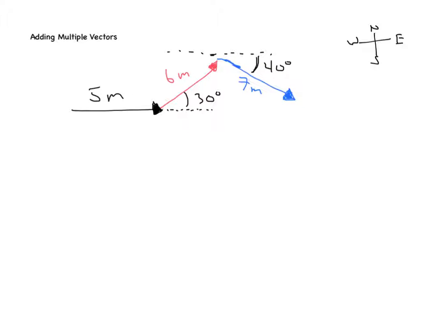All right, in this one, we're going to take a look at adding multiple vectors with multiple different angles. So, for example, here's a problem that we might have to solve using our newly acquired vector math.